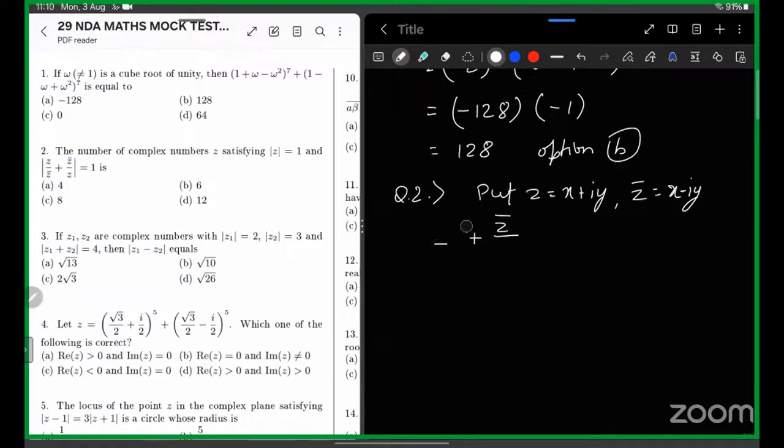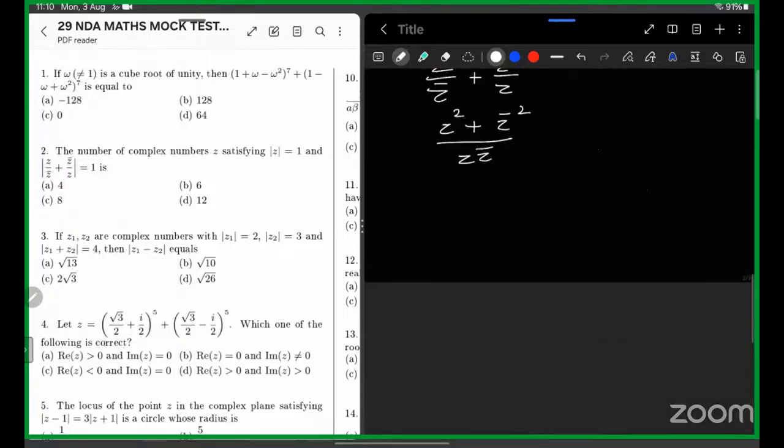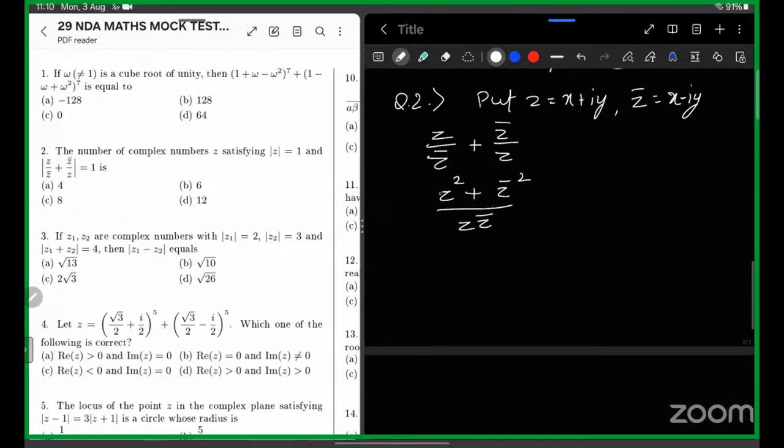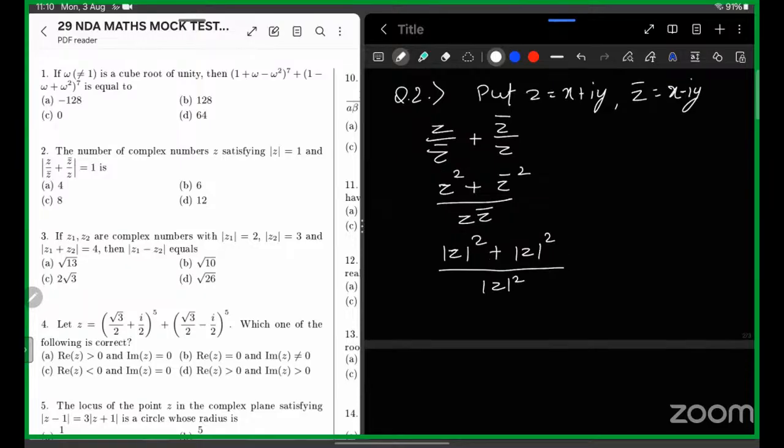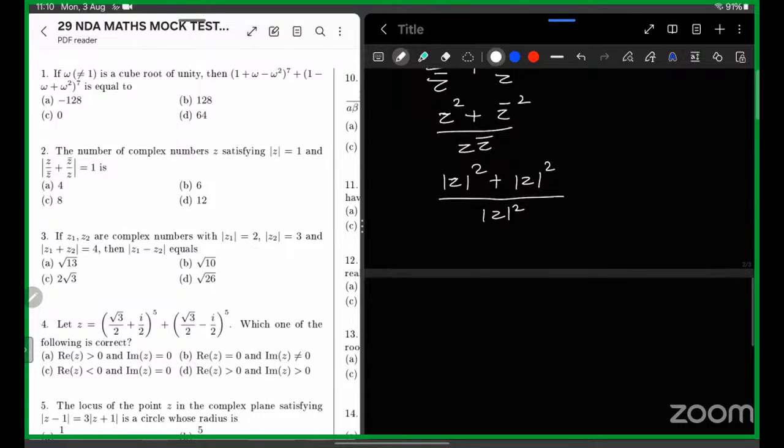Or instead, if we just cross multiply, what are we going to get? First, z into z will be z square, and z conjugate into z conjugate will be z conjugate square, and in the denominator we are going to get z into z conjugate. If we simplify, z square can be written as mod z whole square, z conjugate square is also mod z square, and z into z conjugate is also mod z square. Remember this.